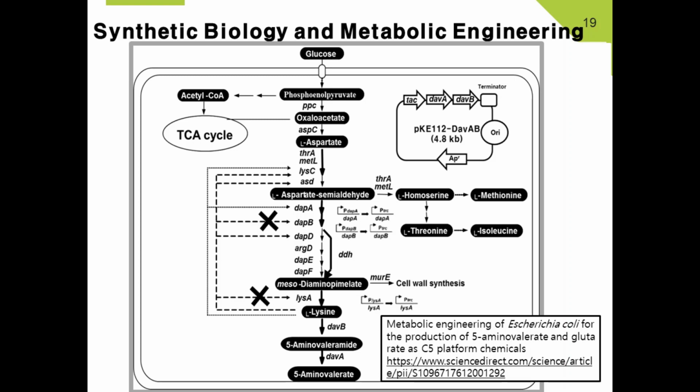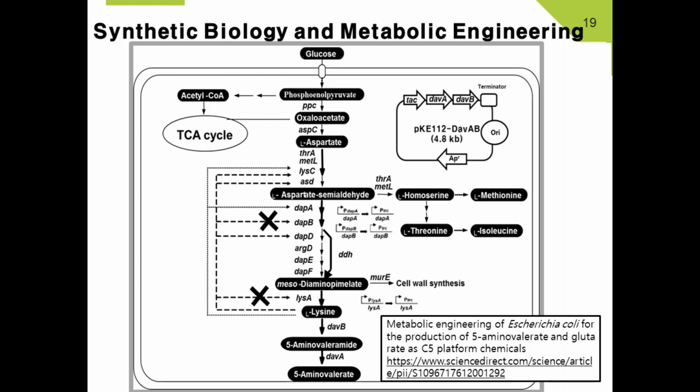For our target product, 5-AVA, not many microorganisms would produce this, but we have studied the related literature, and we found out that Pseudomonas putida produces 5-AVA, but only in a small amount. So that's why we decided to move the key genes for the production of 5-AVA from putida into E. coli. We only took the DAV-A and DAV-B genes. These genes are for lysine monooxygenase and aminovaleramidase.